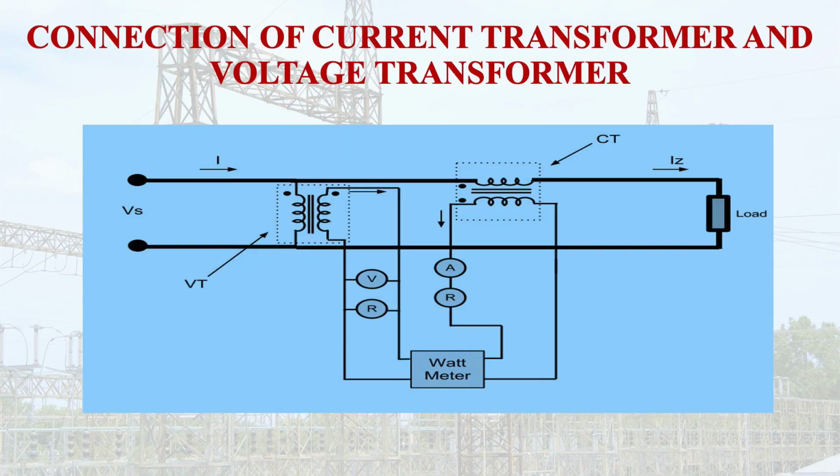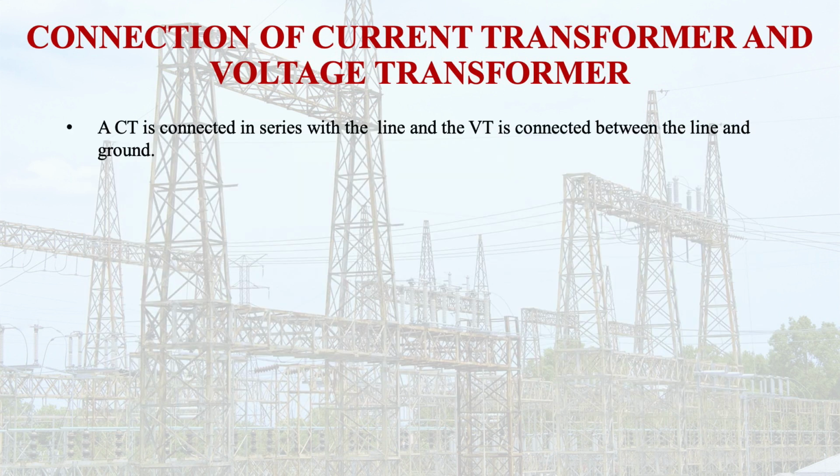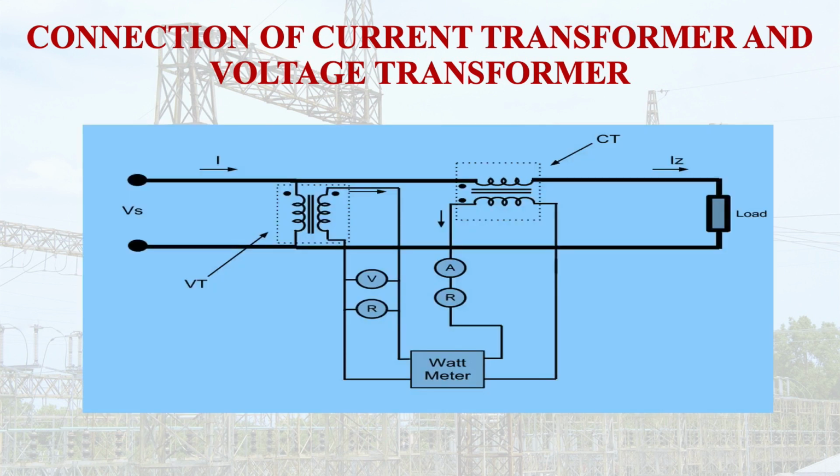So this is showing the connection of the current transformer and the voltage transformer. You can see here the 2 wires where the lines are connected to the source. You can see how the voltage transformer and the current transformer are connected. The current transformer is connected in series with the line, and the voltage transformer is connected between the line and ground. You can see the primary of the CT, how it is connected, the current to be measured, and the primary winding is connected to that side.